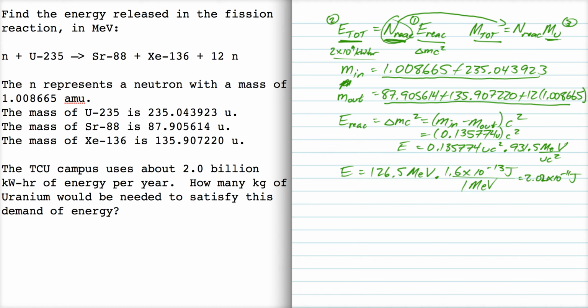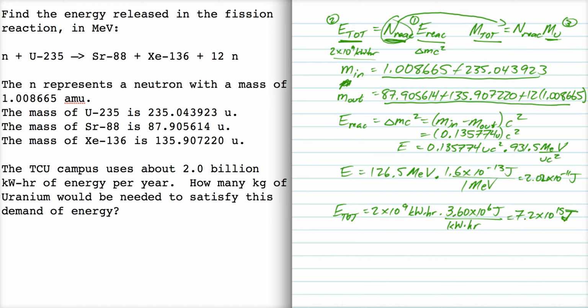Alright, now the total energy, that's given to be 2 times 10 to the 9th kilowatt hours. Well, I need to convert that into MKS units as well. Our conversion factor from the formula sheet is that it's 3.6 million joules per kilowatt hour. So that's 7.2 times 10 to the 15th joules. Okay?